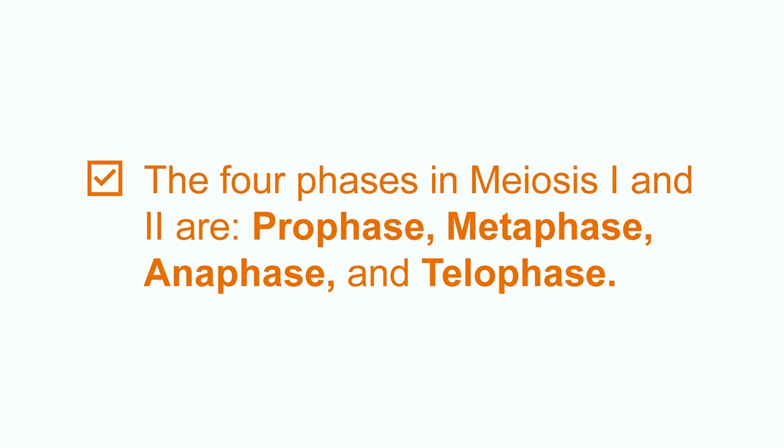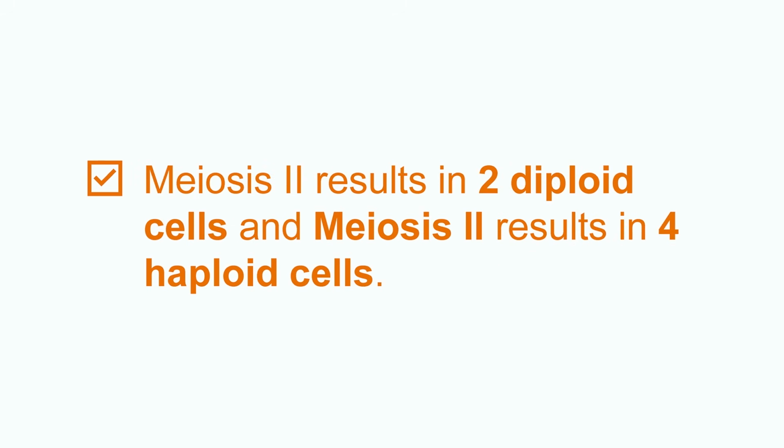To recap, you should now know the 4 phases in meiosis 1 and 2 are prophase, metaphase, anaphase, and telophase. Meiosis 1 results in 2 diploid cells, and meiosis 2 results in 4 haploid cells.